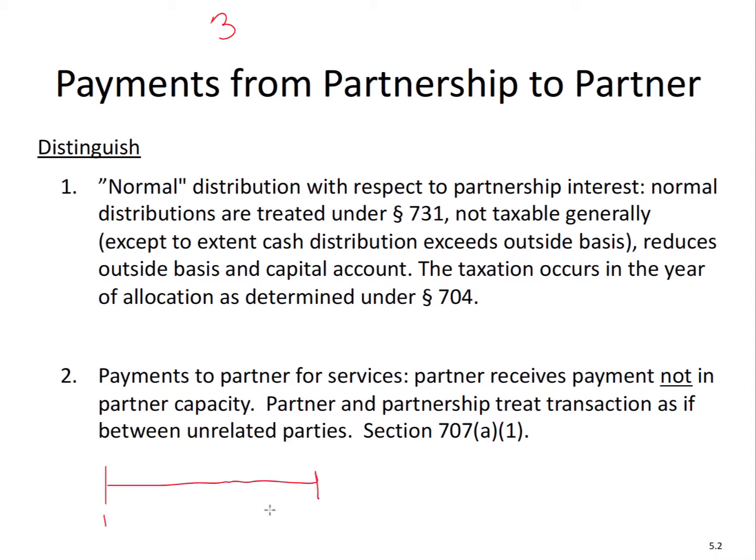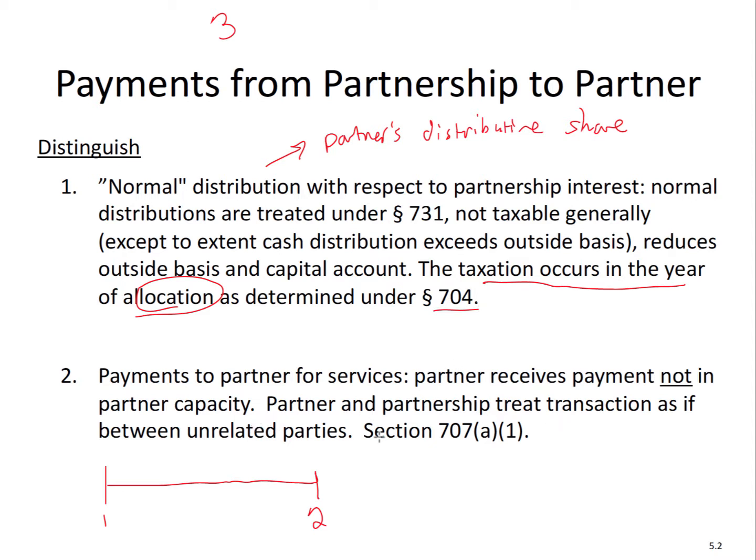It's important to understand on a continuum you have type 1, which is known as the partner's distributive share, which is treated as a normal distribution with respect to the partnership interest. And the key is that the taxation occurs in the year of allocation, so we use allocation under section 704, so we apply the general rules.